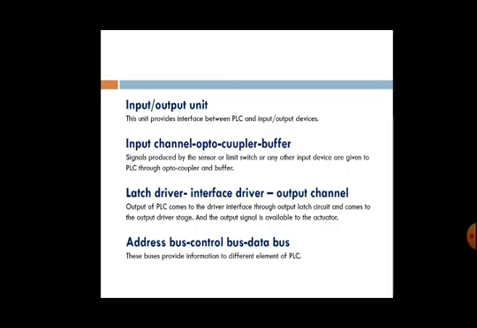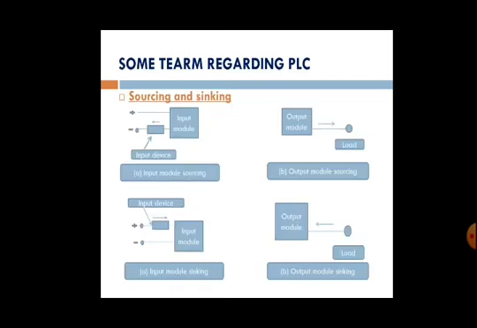Latch, driver, interface driver, output channel. The output of the PLC comes to the driver interface through the output latch circuit and comes to the output driver stage, and the output signal is available to the actuator. Next point is address bus, control bus, data bus. These buses provide information to different elements of the PLC.